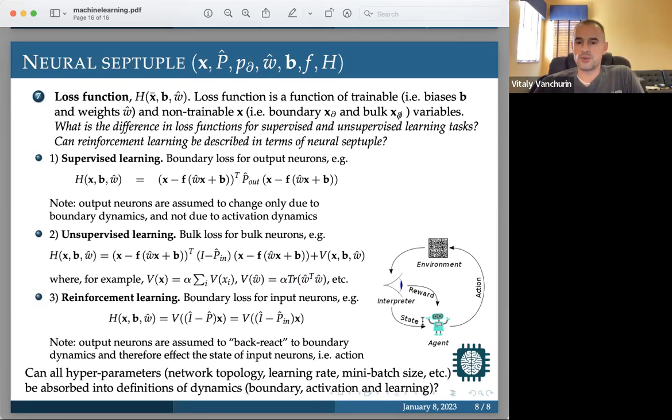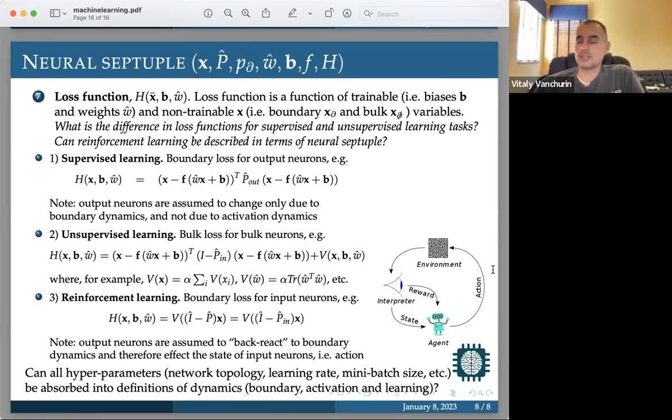But this reward depends on the state of the environment that you get by acting on the environment, right? So what is happening here? It's happening here that there are some states of neurons that back react on the environment or on the boundary dynamics, right? So you change it, and that back reacts here. So in terms of septuple, this guy is changed by the dynamics of this guy that we'll be discussing next time, is modified by the actions.